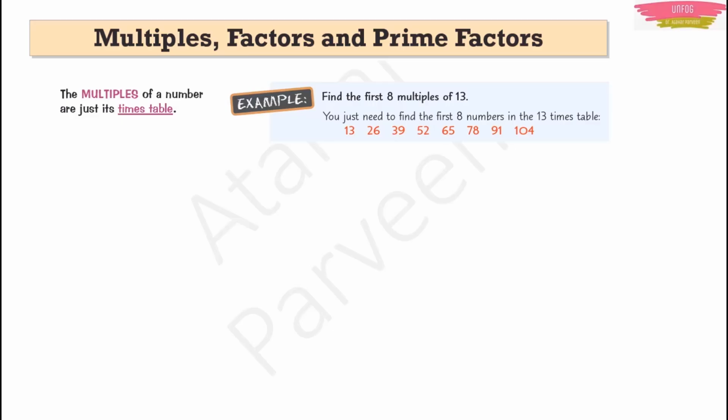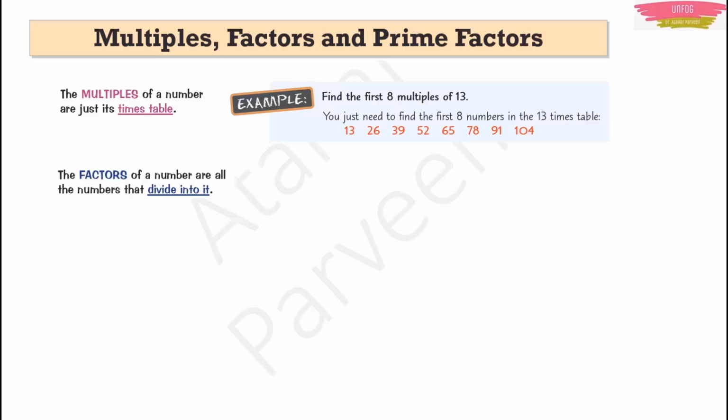For example, if you are talking about the first 8 multiples of 13, what you do, you write the 13 table. 13 ones are 13, 13 twos are 26, 13 threes are 39, 13 fours are 52. You write till 8. So whatever answers you are getting in the table of 13 till 8, those numbers will be the first 8 multiples of 13.